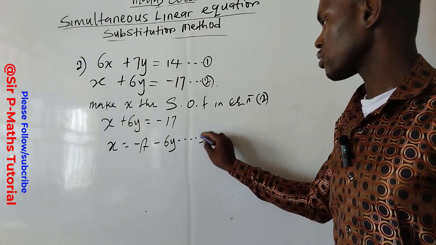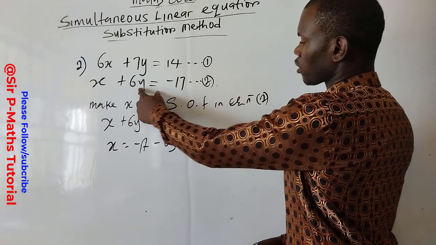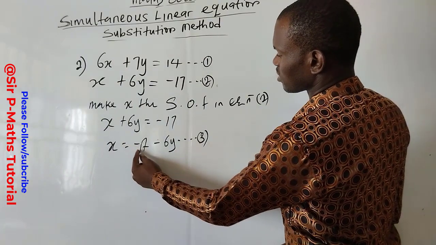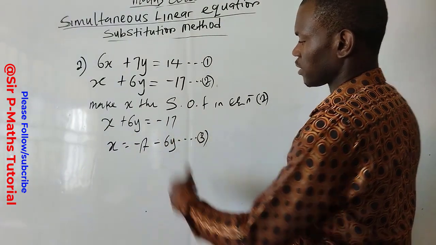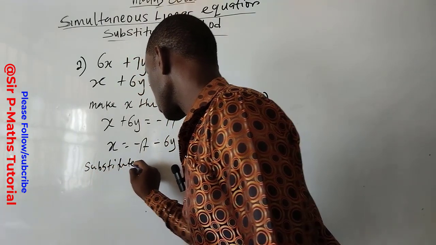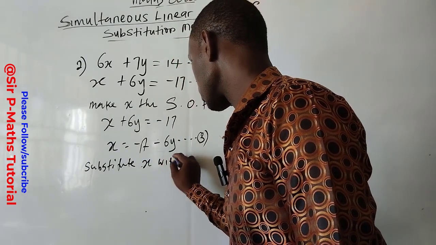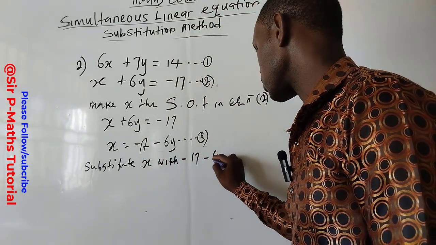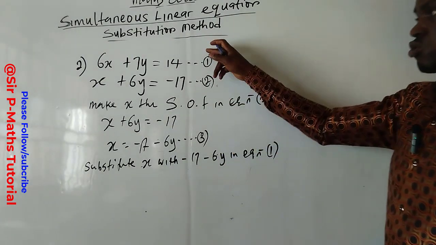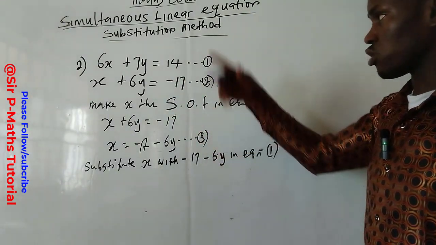Call it equation 3. Then we go back to equation 1 because we started with equation 2. So anywhere you see x in equation 1, put minus 17 minus 6y there. So substitute x with minus 17 minus 6y in equation 1. If you started with equation 1, then you substitute in equation 2. Because we started with equation 2, we will substitute in equation 1.